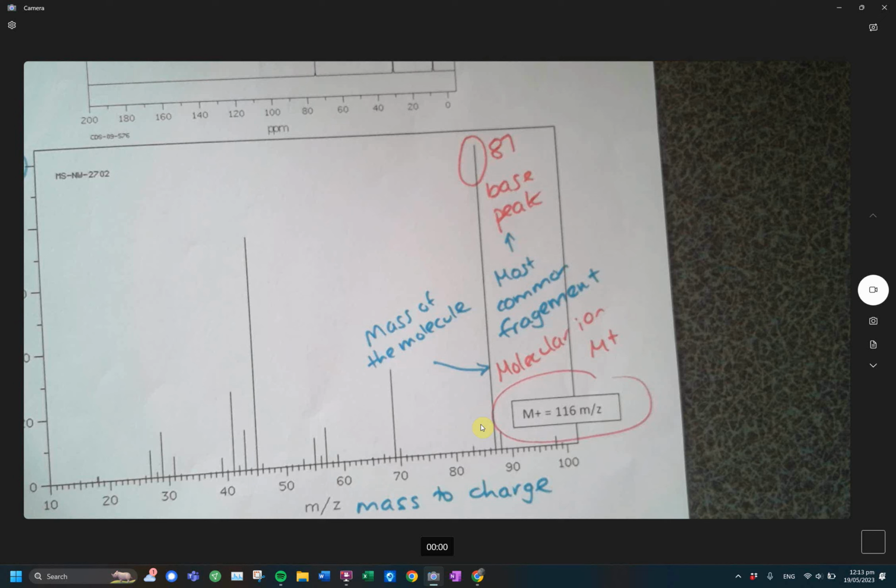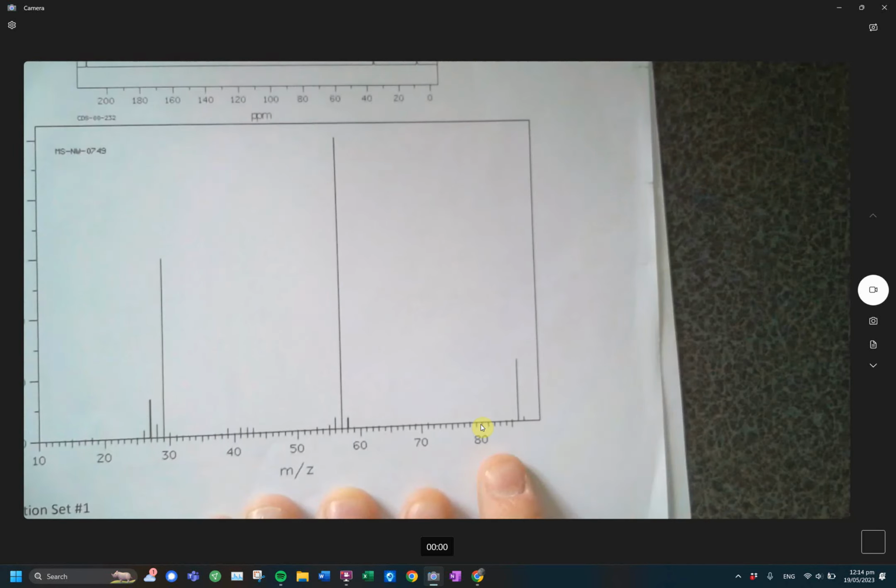Are we okay with that so far? All right. What else was I going to say? I might show you some of the other examples in that booklet, just so you can see what I mean by which one's the molecular ion. So here's question number 2.